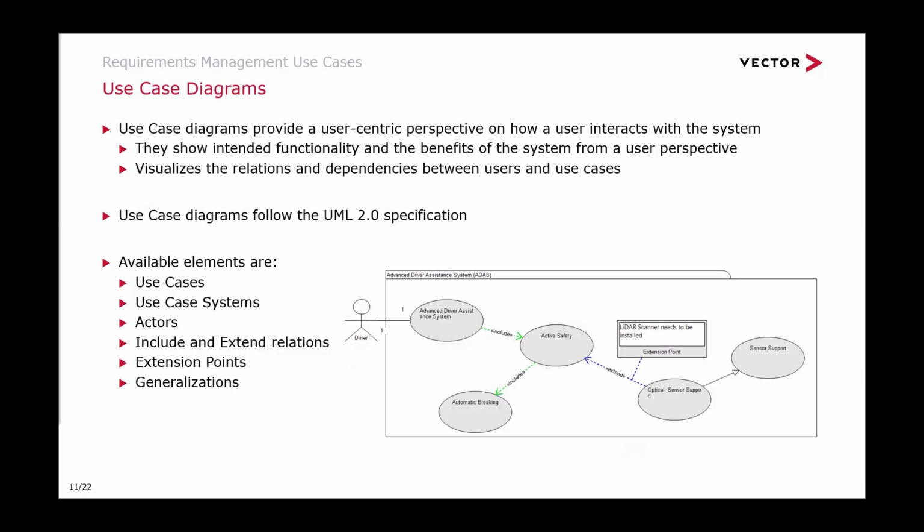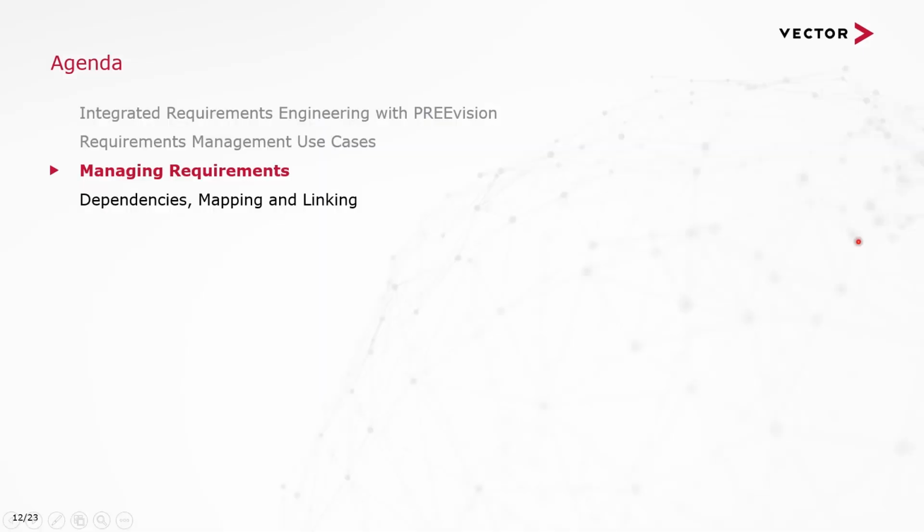We also provide use case diagrams. So the use case diagram provides a user-centric perspective on how the user will interact with the system and shows intended functionality and benefits from the user's perspective, and it also visualizes the relations and dependencies. Our use case diagrams follow the UML 2.0 spec, and the normal elements that you would expect are all available. So use case system, actors, include and extend relations, extension points and generalizations, all of the things that you would expect in a normal use case diagram. So, covered very quickly some of our use cases.